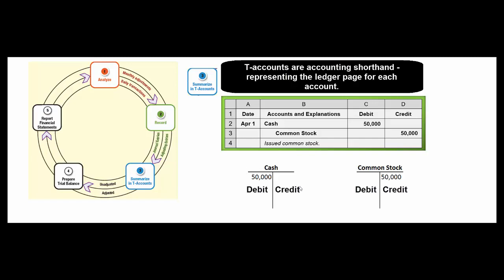For example, if this were our first transaction for Freddy's Auto Service, and we debited cash for $50,000 and we credited common stock for $50,000, we would copy that $50,000 debit into cash, and we would copy that $50,000 credit into common stock. To strike a balance in a T account, we add up all the debits and add up all the credits and offset them against each other to find out what our balance is in a particular account.